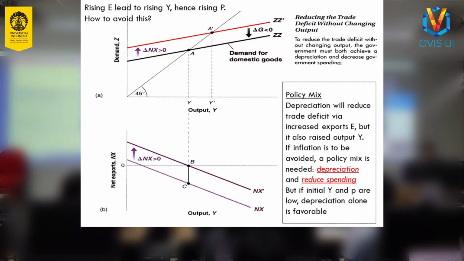Hello, sir. Yes, please. I want to ask about the policy mix, can we use another policy such as increasing the tax rate to decrease the output from consumption? Yes, absolutely. You can. That's a good question because that means you still remember the first aggregate demand equation earlier, right? Anything that will reduce the output, that will work.